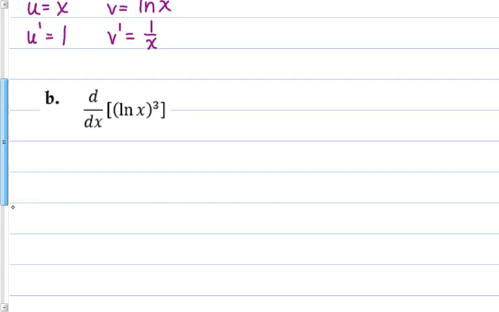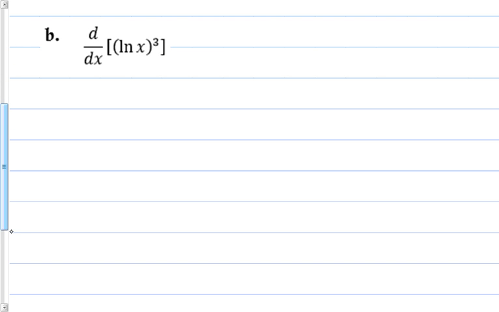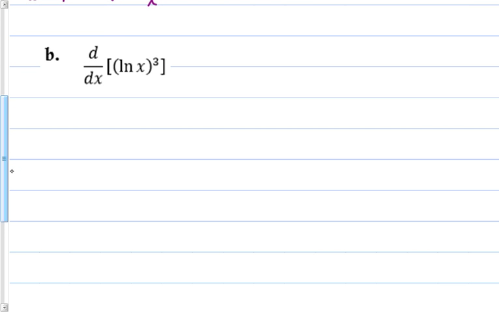All right, part B. So I'm deriving ln of x cubed. So this is actually a chain rule. Okay, how do I know it's a chain rule? Well, there's an exponent and there's stuff inside of a parentheses, and that stuff is its own function. The exponent makes another function. So I can rewrite this as something to the third power. You can use u if you like. I could rewrite this as u cubed.